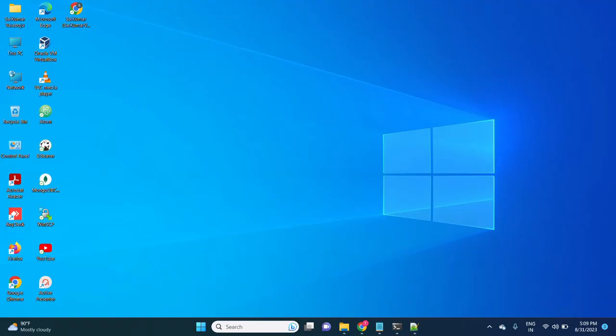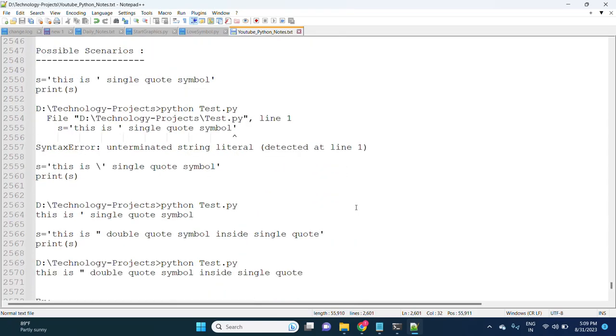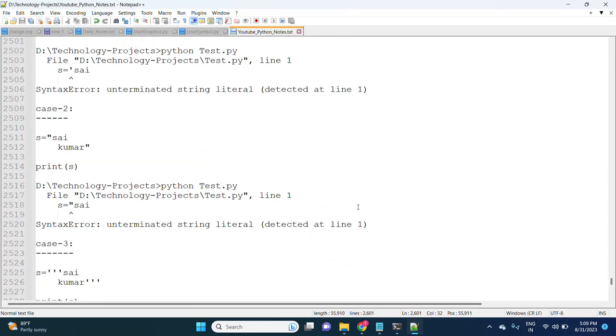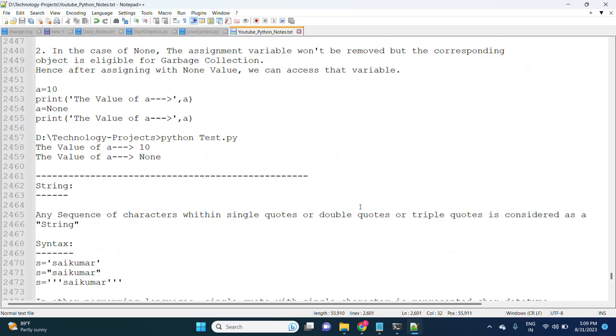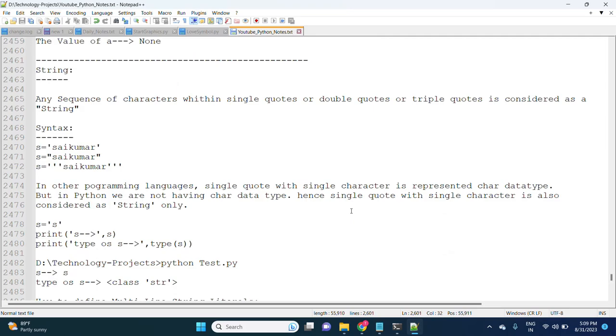Hi friends, in the last session we started the string concept, right? The string concept in Python is a recommended concept. Of course, not only in Python, if you consider any programming language, string is a recommended concept. But in string there are some differences when compared to other languages, and there are some other concepts also in Python.